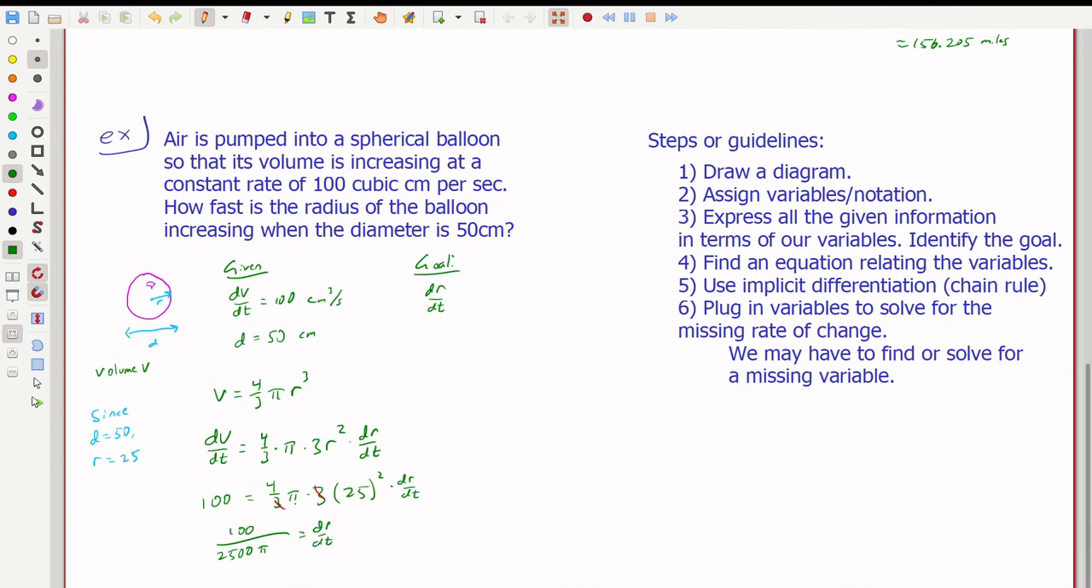And we can leave it as a nice number like that, or if you want, we can divide that and get a decimal approximation. When I divide that out, I get 0.0127, and our units are going to be centimeters per second. Okay, so this is the process for related rates.